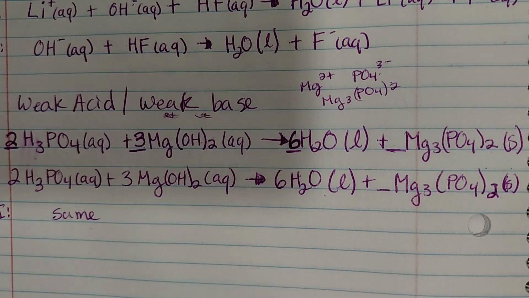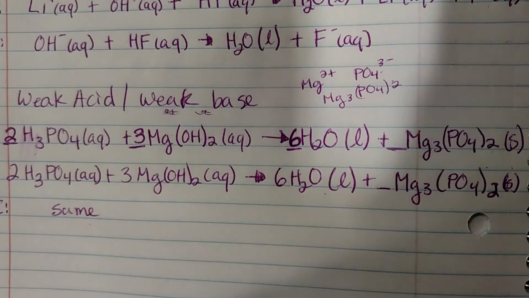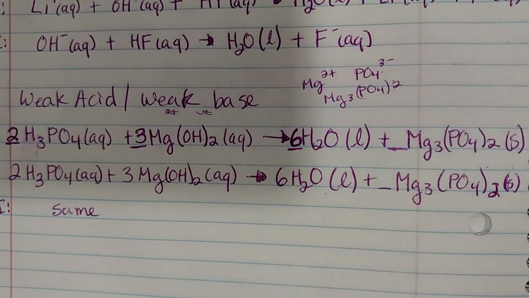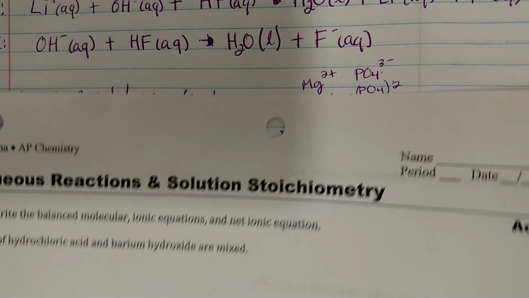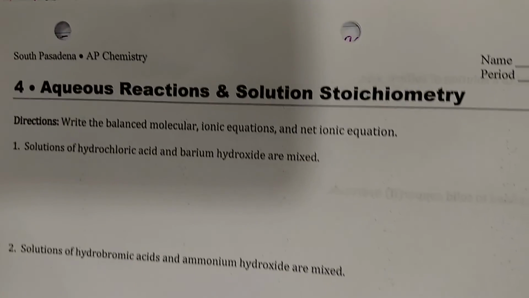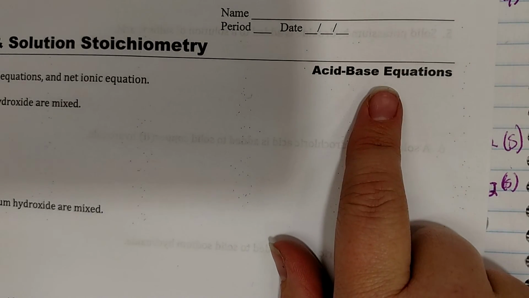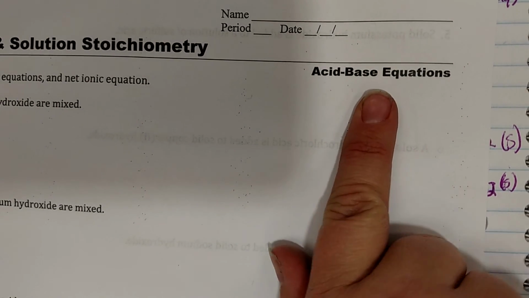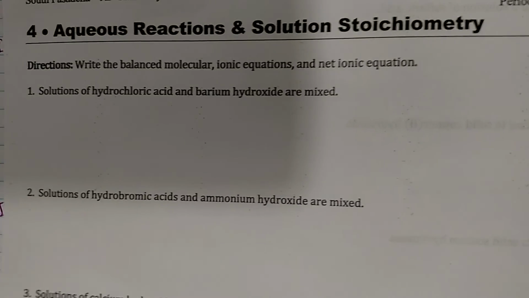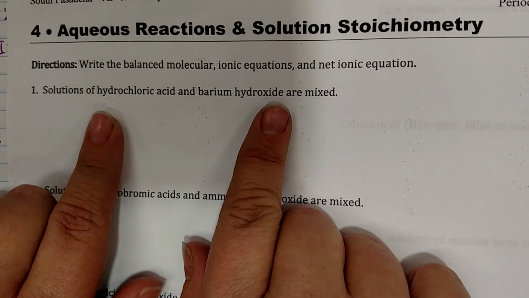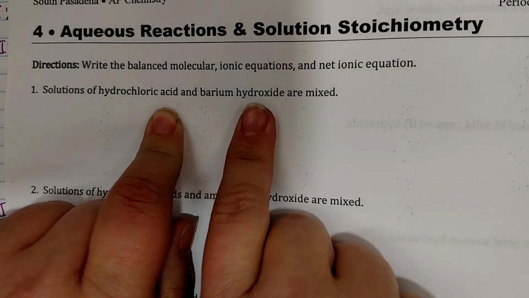Then you're going to be doing the practice on this worksheet. So it's the chapter 4, aqueous reactions and solution. It's the acid-base equations. So if you don't have this, make sure you get it from class. So this is the same approach as we've done before. So solutions of hydrochloric acid and barium hydroxide.